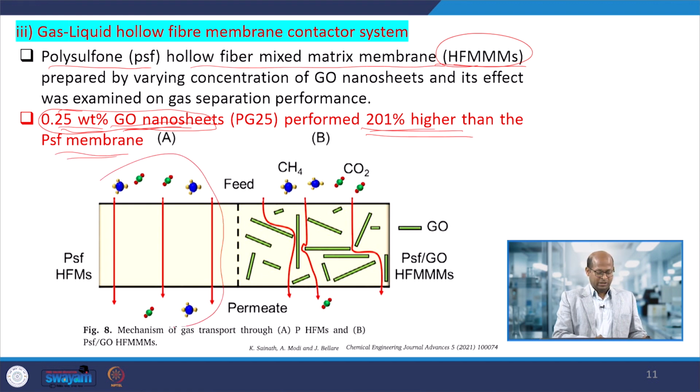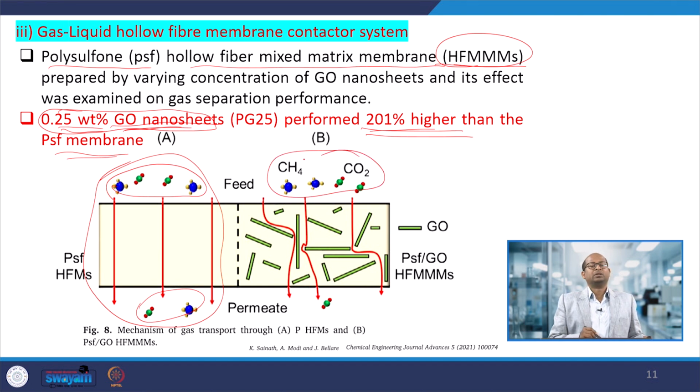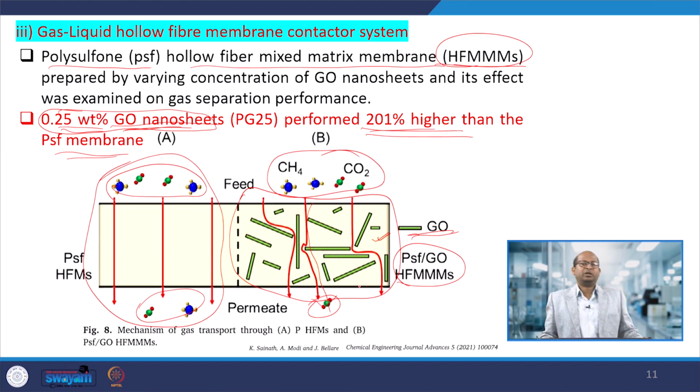So here you can see this is the conventional membrane, where CO2 and methane gas mixtures are passed through these membranes, and the separation efficiency is schematically shown here. When the same CO2 and methane mixtures pass through these modified membranes, modified with graphene oxide, this is graphene oxide and this is the hollow fiber mixed matrix membrane. Here the CO2 passes through these membranes and is separated out from that mixture. It has been observed that the separation efficiency is 201% higher than conventional membranes.